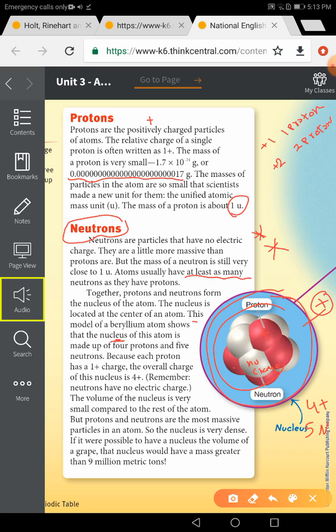The volume of the nucleus is very small compared to the rest of the atom. But protons and neutrons are the most massive particles in the atom, so the nucleus is very dense. Of course, it's dense according to the atom, not according to matter generally, right? If it were possible to have a nucleus with the volume of a gram, that nucleus would have a mass greater than 9 million metric tons. It's extra information.